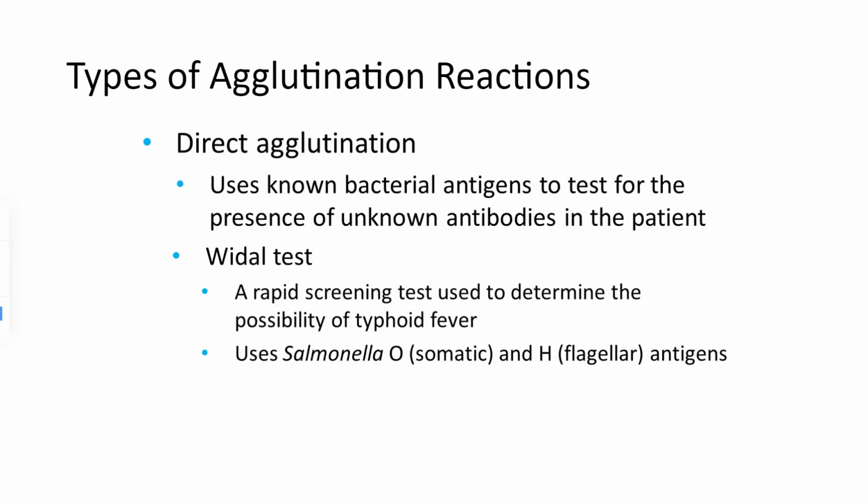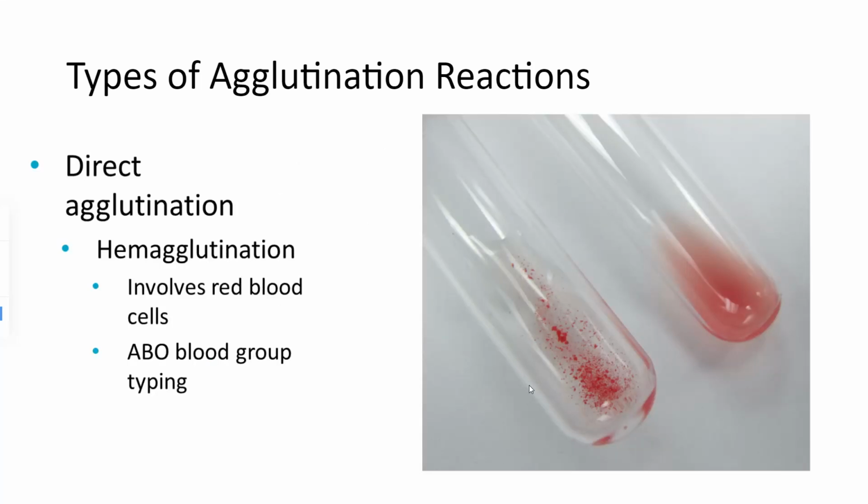Types of agglutination reactions. There's direct agglutination, which uses known bacterial antigens to test for the presence of unknown antibodies in the patient. The Widal test, a rapid screening test used to determine the possibility of typhoid fever. It uses Salmonella O, somatic, and H, flagellar antigens. Another direct agglutination, hemagglutination, involves red blood cells and the ABO blood group typing.